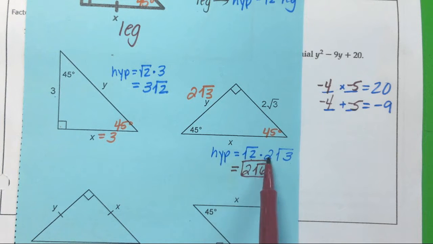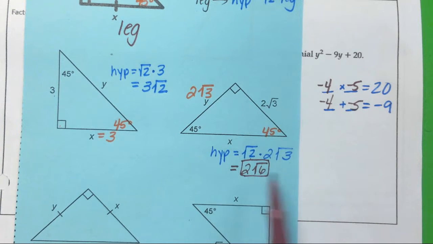You multiply the numbers on the outside. 1 times 2 is just 2. You multiply the numbers under the houses, under the radicals. 2 times 3 is 6.